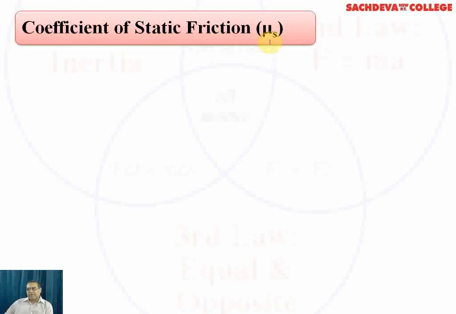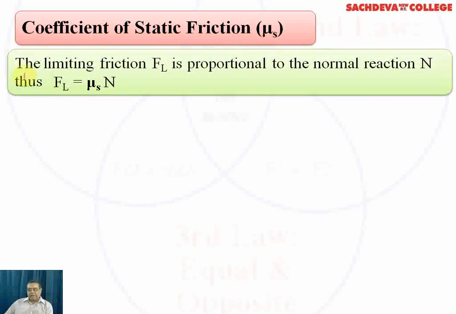Because if we write mu is equal to F over N, F can be replaced by ma and the normal reaction can be replaced by mg. So the equation will become mu is equal to a over g, or a is equal to mu times the acceleration due to gravity. Now we can put this concept in the form of static friction, or the coefficient of static friction.